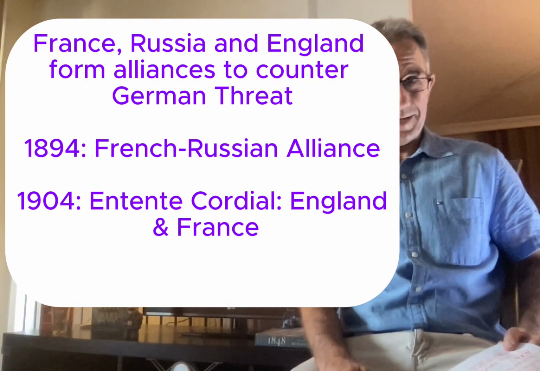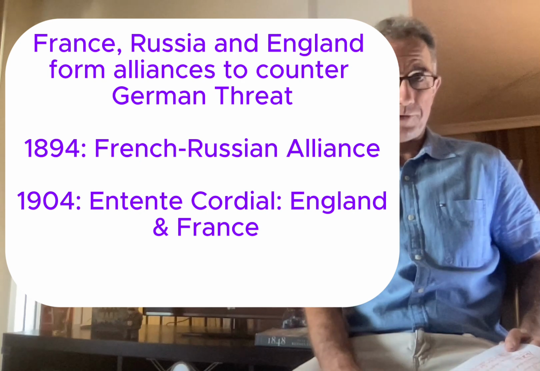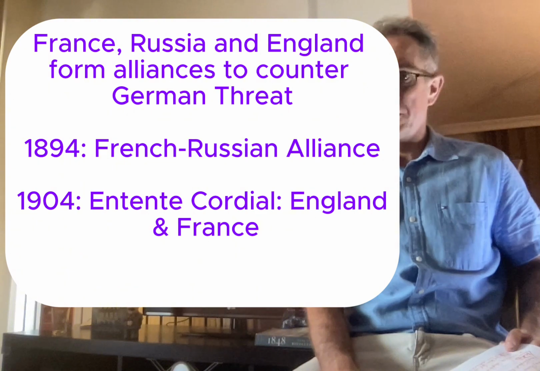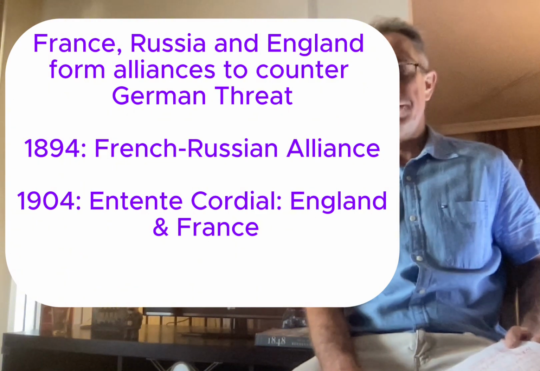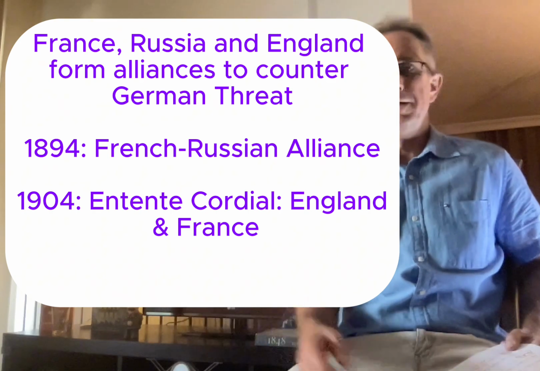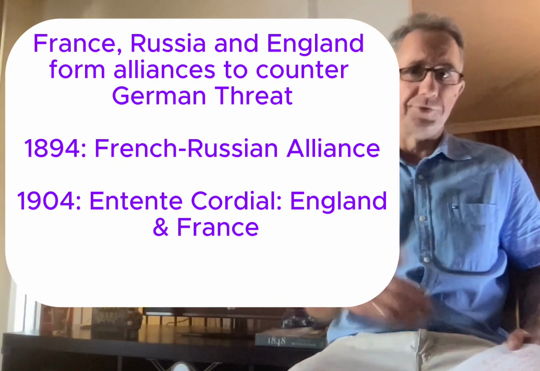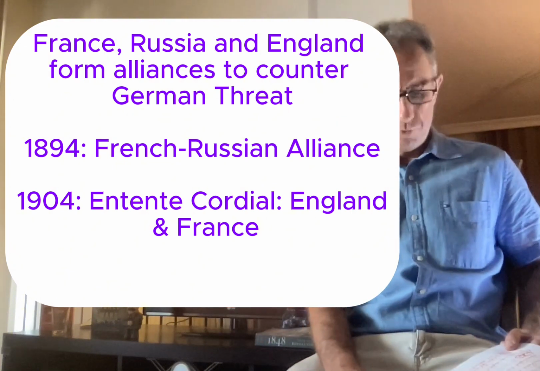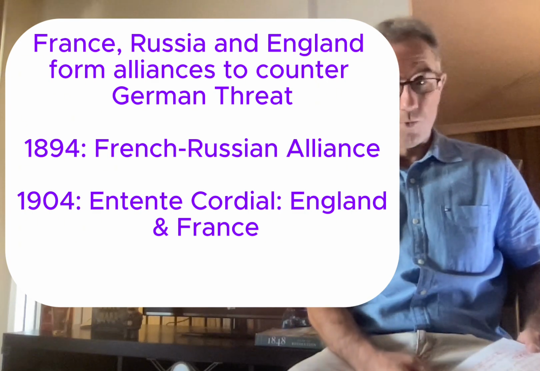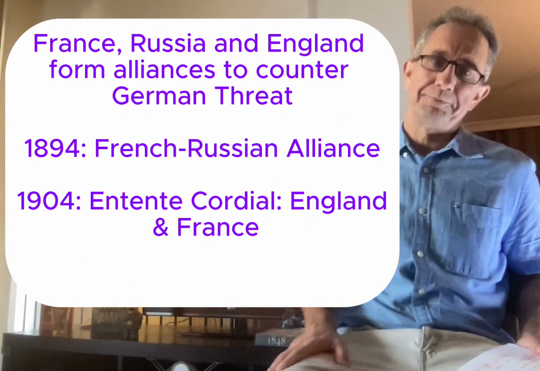Even France and Russia. If you remember the Napoleonic Wars, there's bad blood between France and Russia. But they will create an alliance in 1894, a military alliance, to counter the growing threat of a powerful Germany. And then, of course, the unthinkable. England and France, enemies for centuries, rivals in the New World, rivals for colonies around the world, yet they will make an entente cordiale in 1904 to counter this growing German strength.